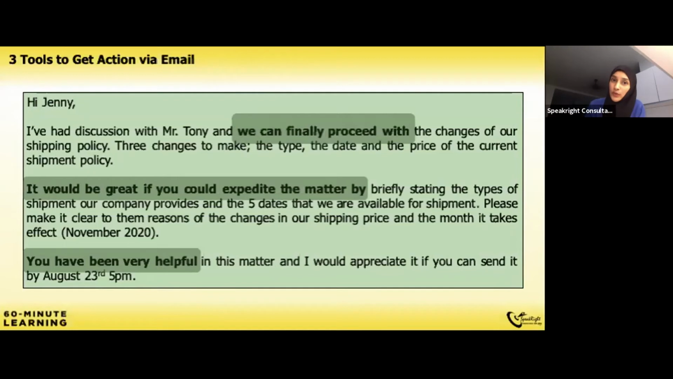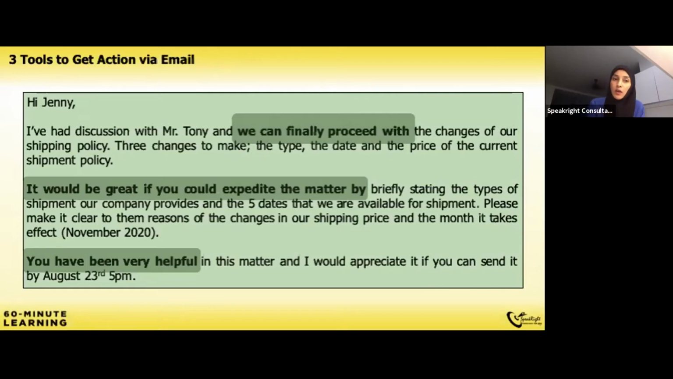Paragraph number 2. Instead of telling, "Hey, Jenny, we're running out of time, be quick," get rid of that. It's not necessary. So put it this way: "It would be great if you could expedite the matter." Look at how we change the sentence, making it sound positive.